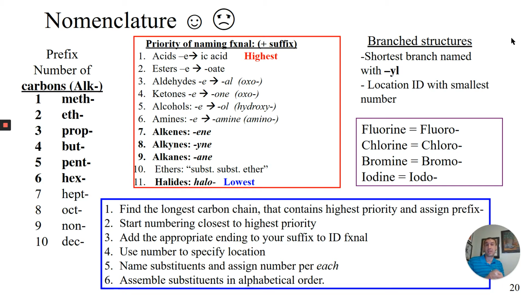That is what I think this slide does. So this slide pretty much summarizes all of nomenclature and puts it in one place, and this really covers 60 to 70% of what you would need for naming any individual compound, particularly in a multiple choice scenario.